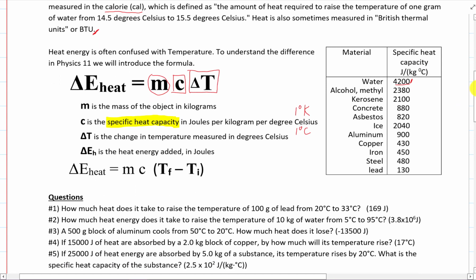Okay, so delta T is the change in temperature, and that gives us the change in energy.